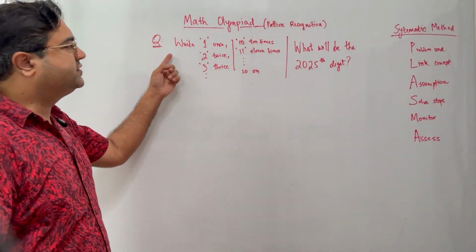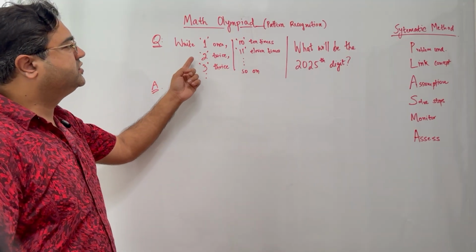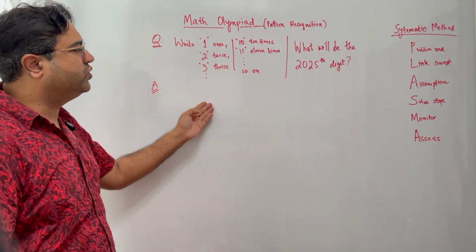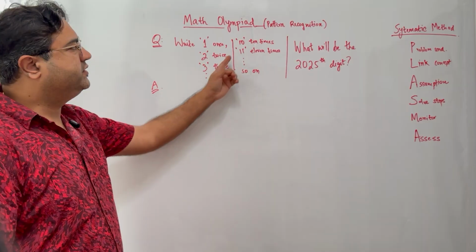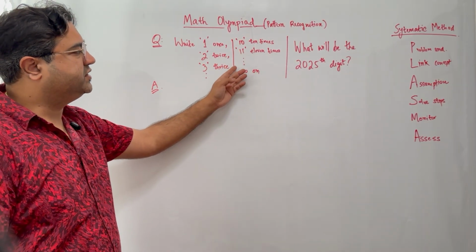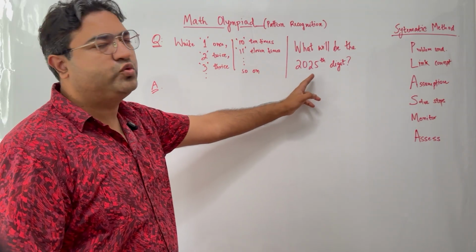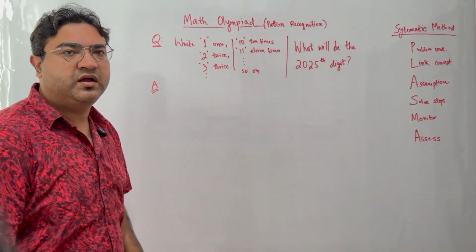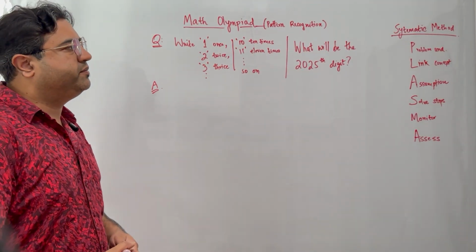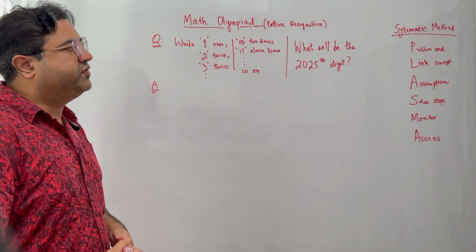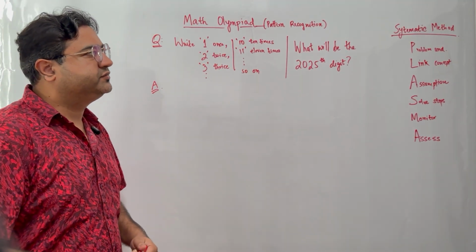So the question says we have to write 1 once, 2 twice, 3 thrice and so on up to 9, then 10 times, 11 times and so on. And we have to find what will be the 25th digit. So here we will use the systematic method.